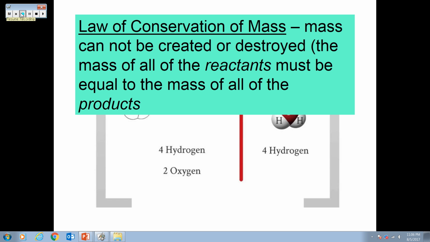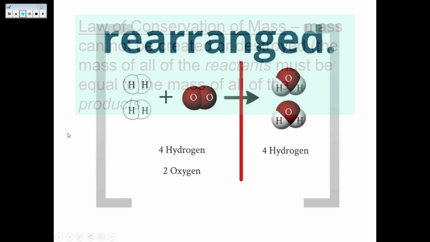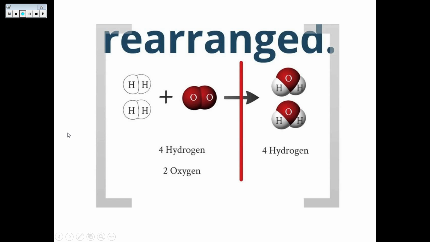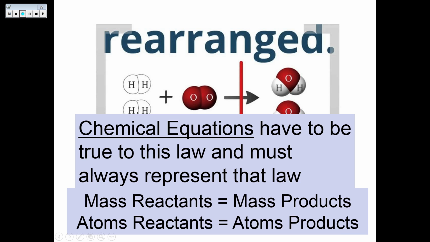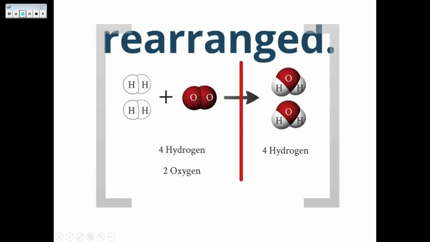Today we're going to talk about how to balance a chemical equation. The law of conservation of mass says that mass cannot be created or destroyed. The mass of all the reactants must equal the mass of all the products. So for example, if you have H2, two H's, and you react it with an O2 molecule, they will rearrange themselves to make two water molecules.